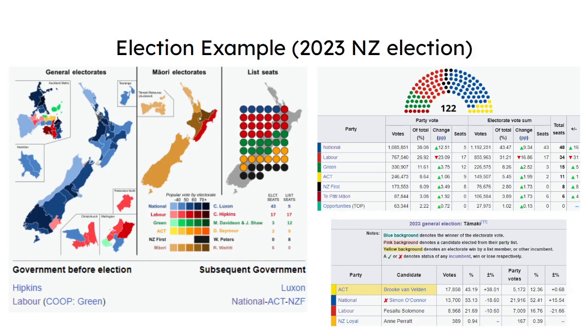So ACT would receive 43.19% of the vote in the electorate, that is the electorate vote for the candidate, which is Brooke van Velden, but would only receive 12.36% of the party vote. While the incumbent MP Simeon Brown received 33.13% of the vote, while National would receive 52.41%. So that just shows how the electorate vote and the party vote can split in these elections.